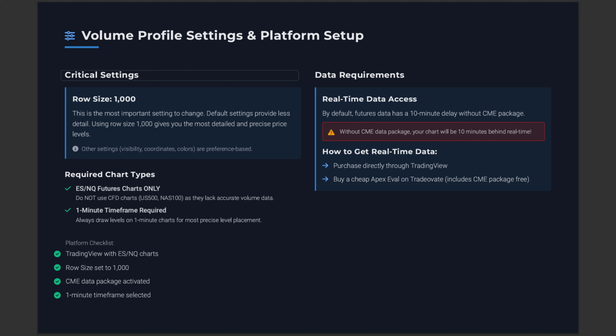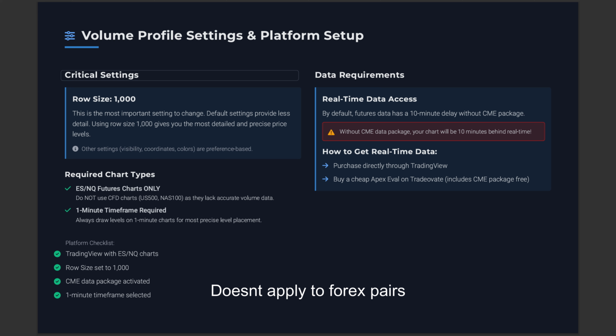Let's get technical for a moment and make sure you have your volume profile tool set up correctly. Getting these settings right is crucial for accurate analysis. First, and most importantly, you must use the ES and NQ futures charts, not the CFD versions like US 500 or NAS 100. Why? Because the futures charts have real, accurate volume data. The CFD charts don't show actual trading volume, they're synthetic.